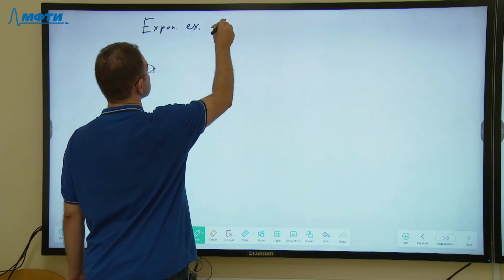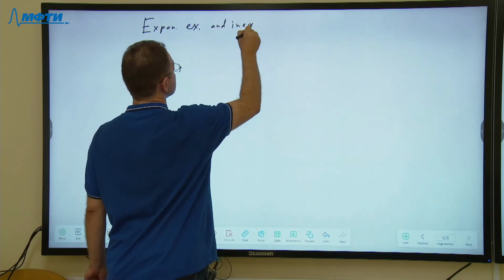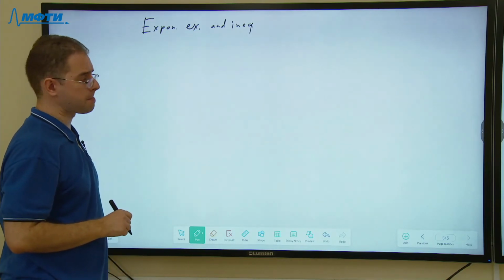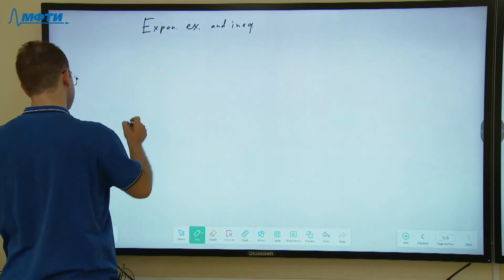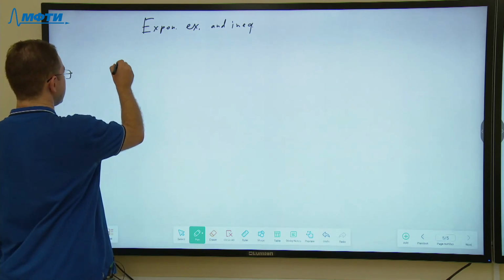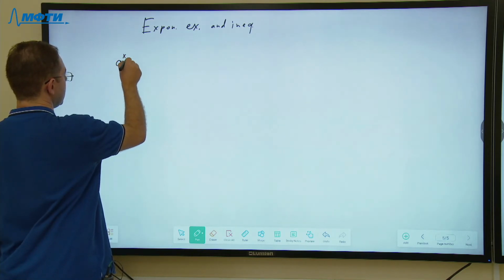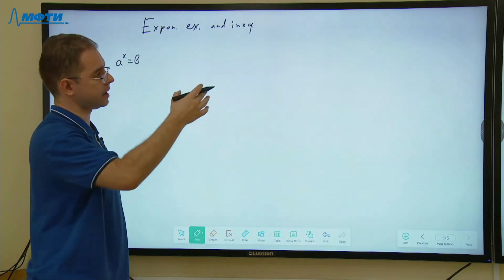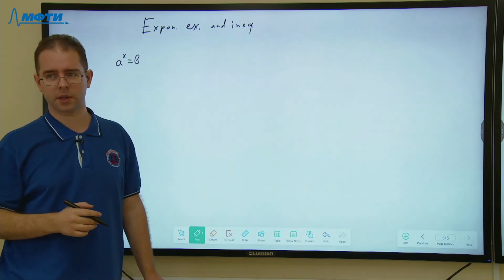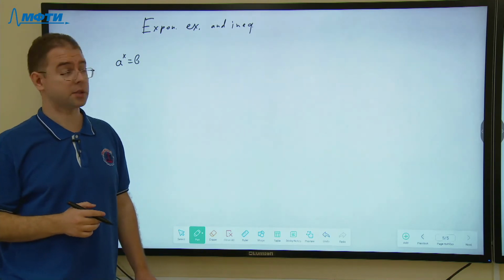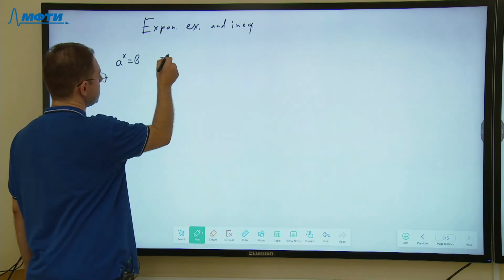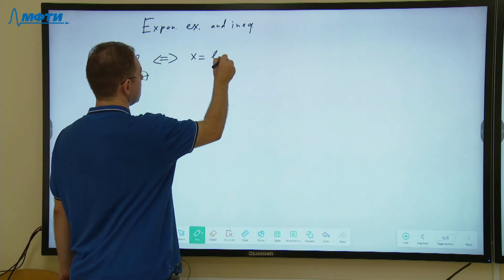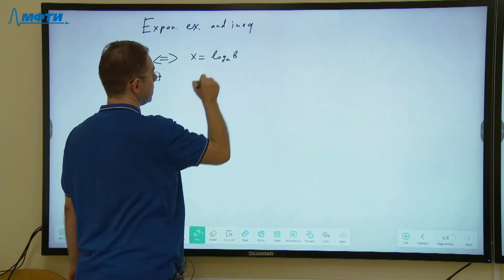Equations and inequalities. So, this is very easy. If I have an equation a power x equals b, then just by definition, provided that all of the conditions are met, we can see that x is log base a of b.